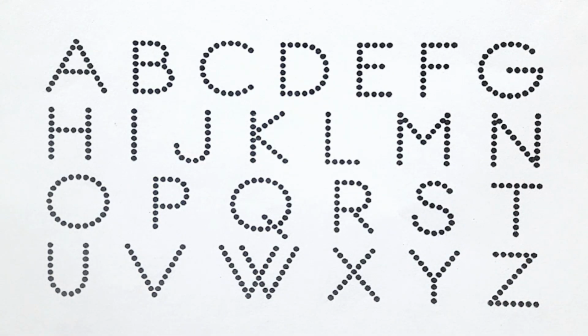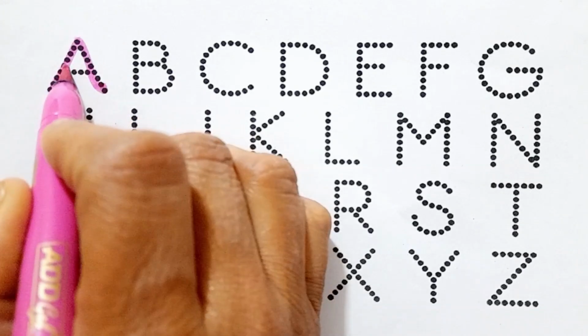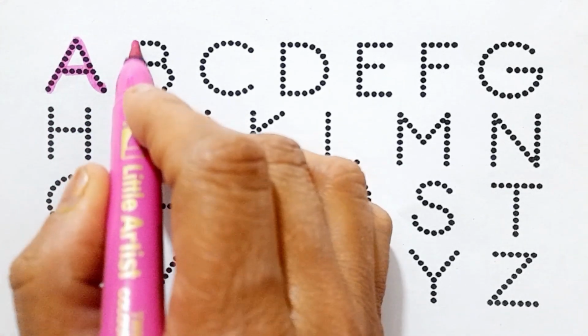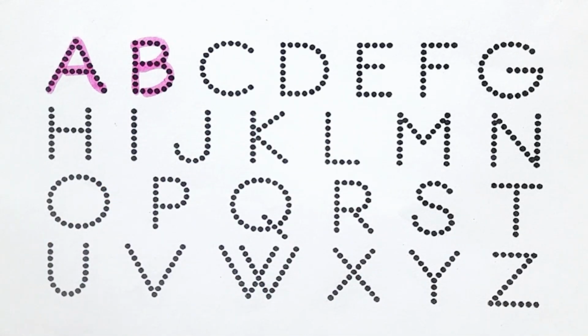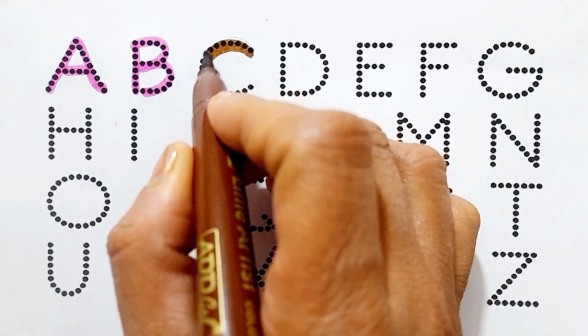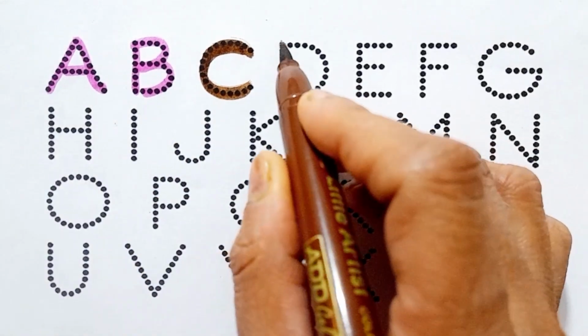We are going to do A, B, C, A to Z. Let's start. The first letter we are going to write is A. A for apple. Letter B. B for basket. C. Cat. D.